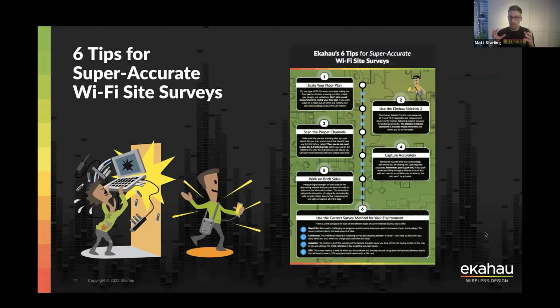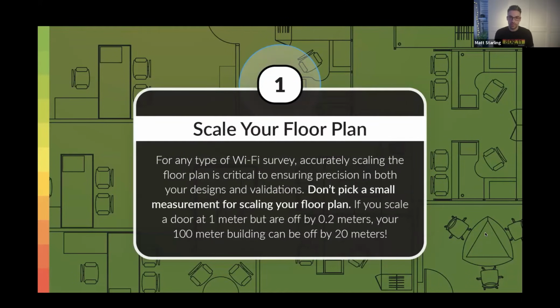But you will be able to download this flyer and have it handy on your device with you, which is our 6 tips for super accurate Wi-Fi site surveys. And I'll start with the first tip, actually.